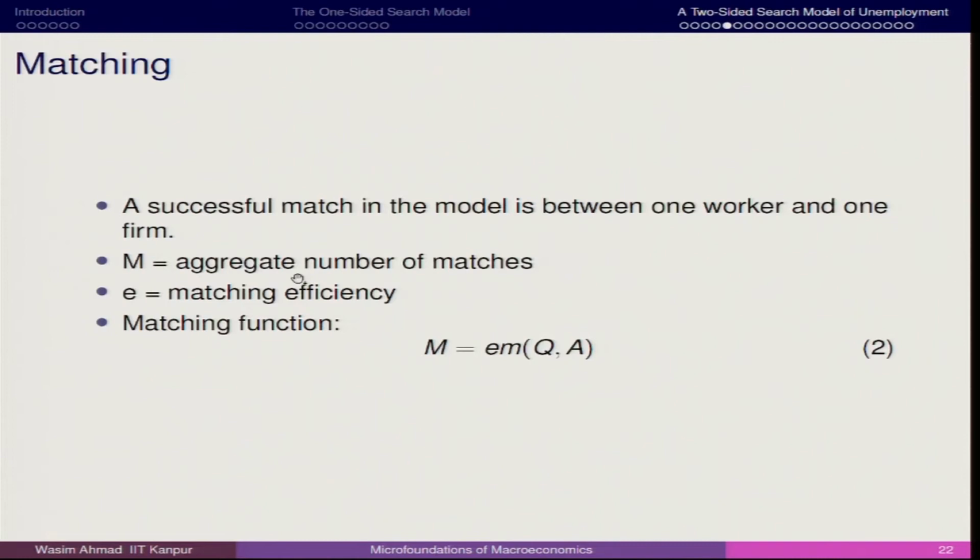M is the aggregate number of matches. So, it may happen that if the firm has received 100 applications, but only 10 are suitable, which are meeting the criteria of the firm to be hired.